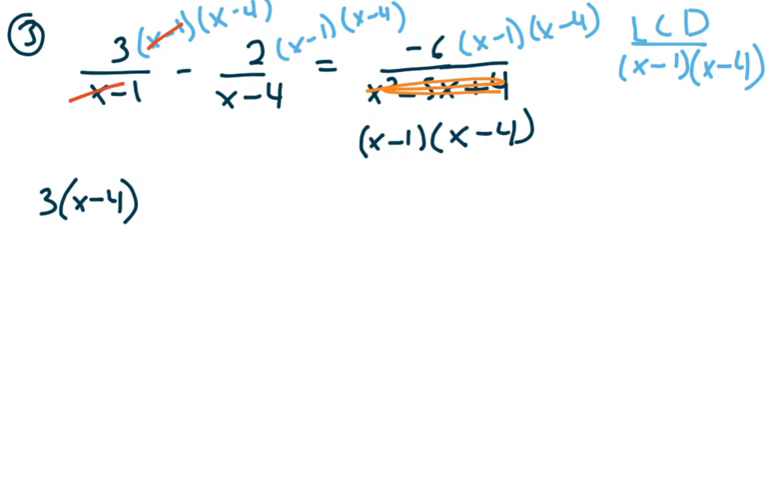From my middle fraction, the x minus 4's cancel. So I'll be left with a minus 2 times x minus 1. And from my last fraction, x minus 1 and x minus 4's cancel out. So I'd just be left with a negative 6.